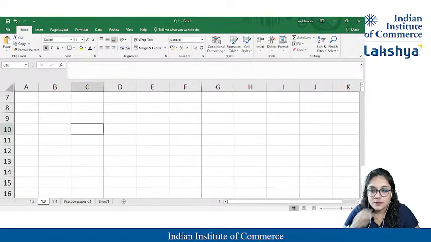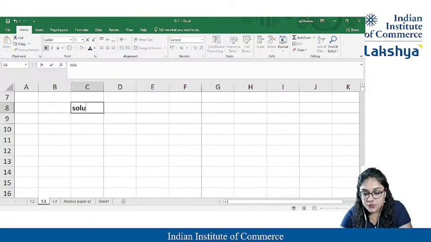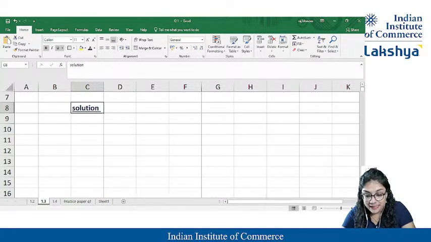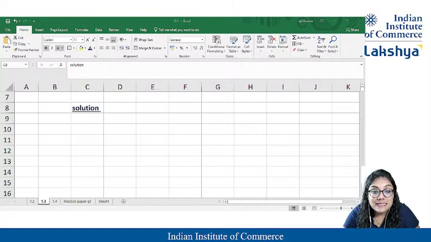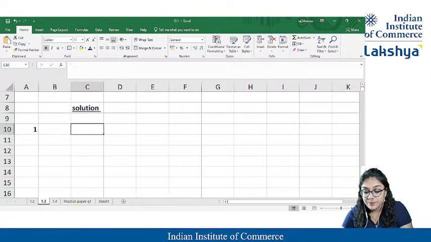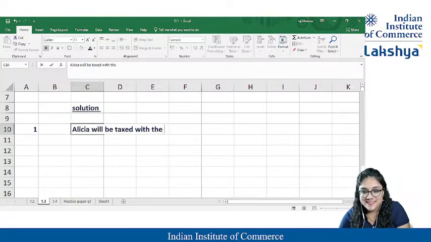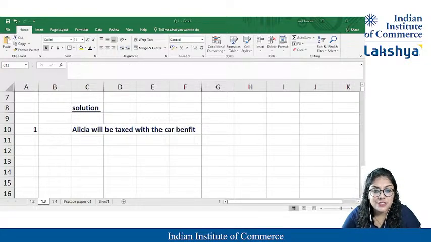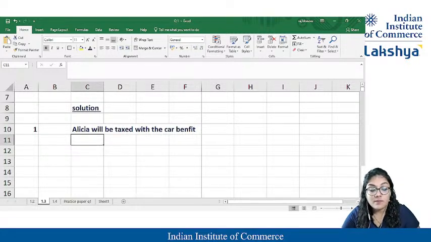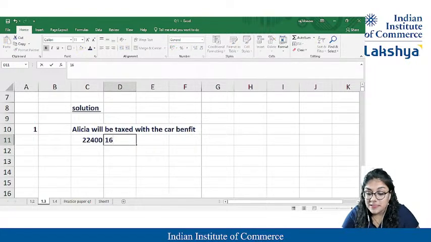So students, my solution over here will be that Alicia will first be taxed with a car benefit. So yeah, she got the car benefit, isn't it? So Alicia will be taxed with the car benefit. Can you tell me what will be the tax, and what will she be having the car benefit for? Do you remember she got something? She got the value 22,400. Cool. And on that we understood that 16% was the tax rate.